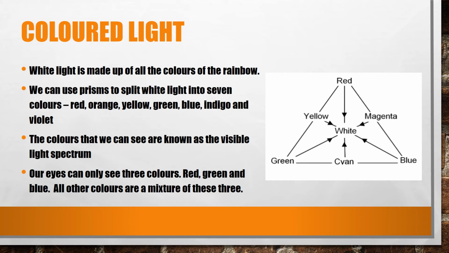Although we can see many different colors, our eyes can only see 3: red, green, and blue. Yes, these are different than the primary colors you may have heard of in art. All colors are therefore a mixture of these 3 colors. Again, that's red, green, and blue. For example, if we see something that is yellow, it is actually made up from red and green light.